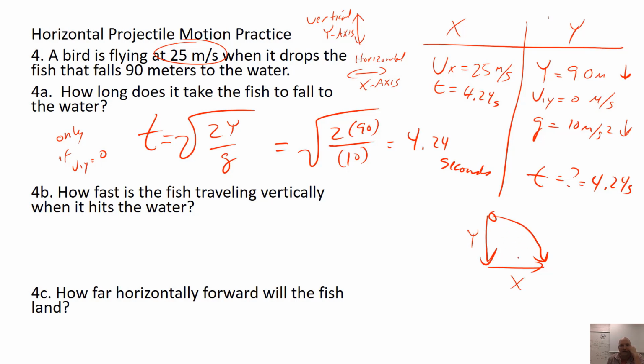It's not a triangle, so I can't do SOHCAHTOA with this. Not overall. When you do the honors problems later on, you'll do SOHCAHTOA with parts, but not for the whole motion. So how fast is the fish traveling vertically?